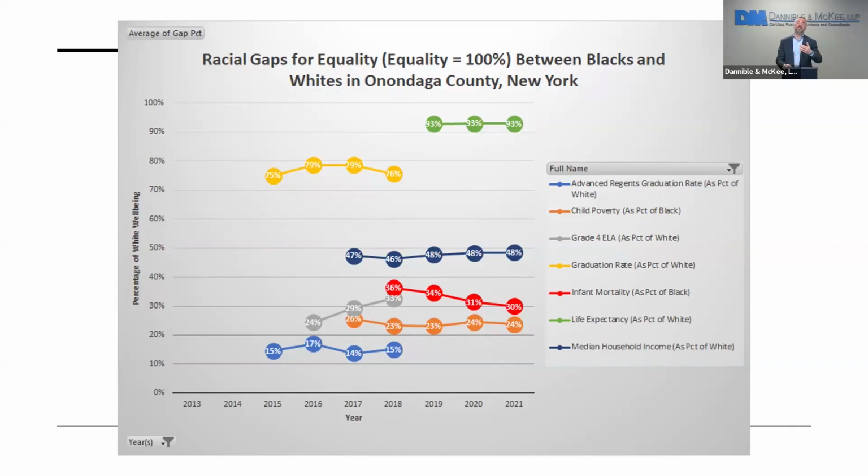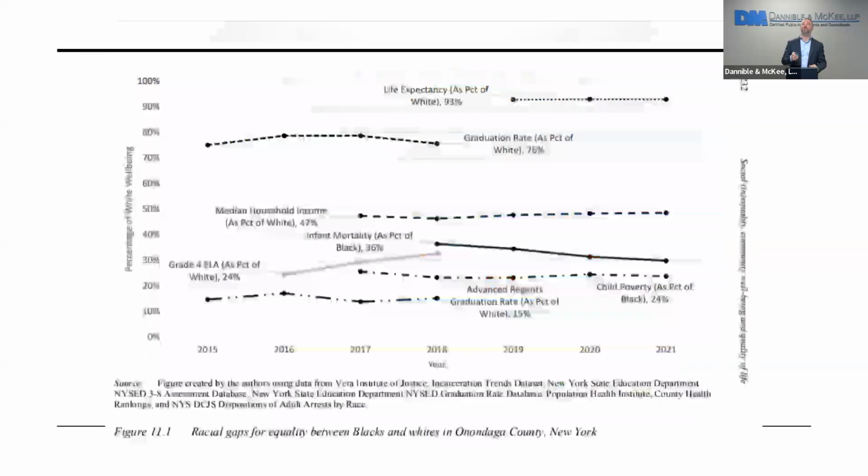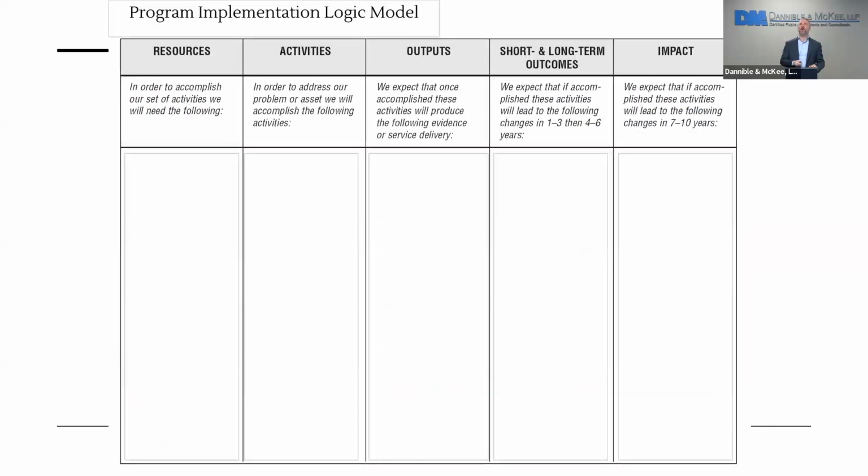Right? So it's less. Graduation rates is 75, 76% of whites, right? So you can see, you can point out disparity, and you can do that with all of these things. So that's an example. Another way, infant mortality, right, is nowhere near 100%, which would be equal. So that's one way. So you start by saying this is the need in the community.